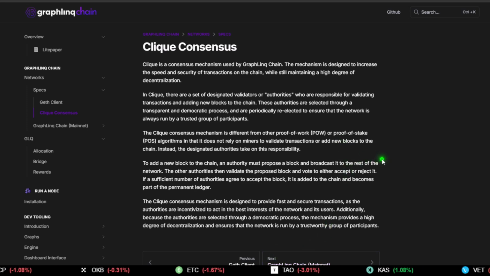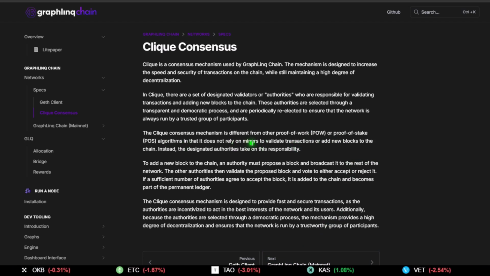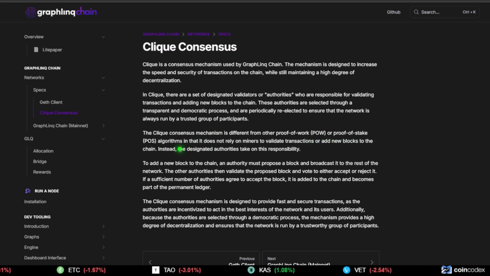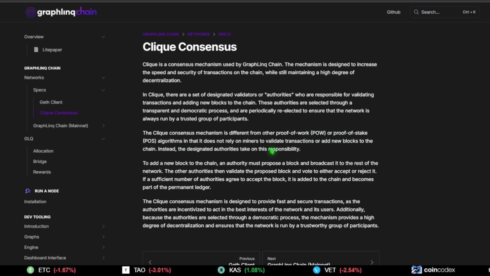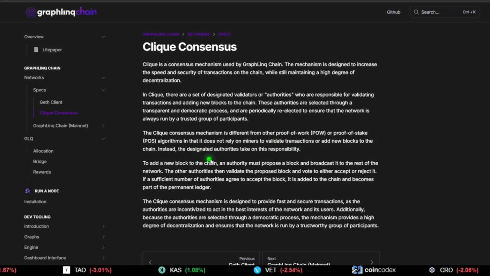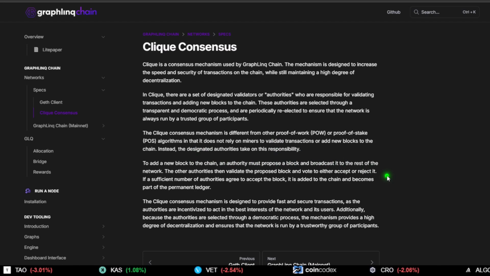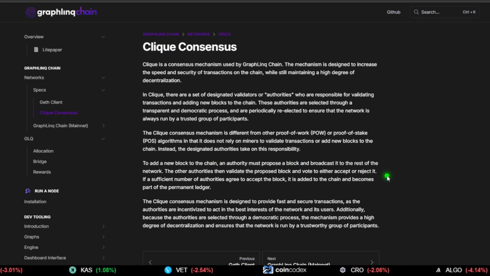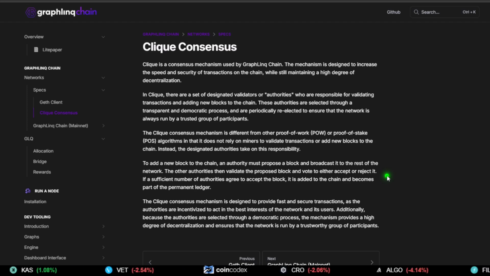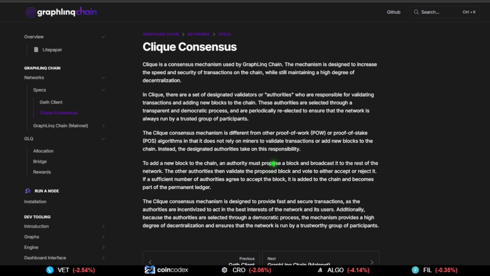This is my biggest problem with a lot of the documentation here. So the key consensus mechanism differs from other proof of work or proof of stake algorithms in that it does not rely on miners to validate transactions or add new blocks to the chain. Instead, designated authorities take on the responsibility. So it's like a proof of authority. We've seen this before. The quality of the contribution will dictate whether you're going to continue contributing and whether you're going to continue earning, right? So it's the quality. So that seems to make sense.